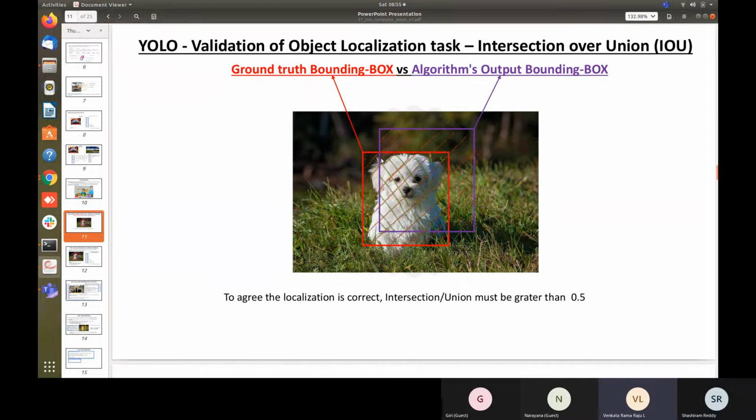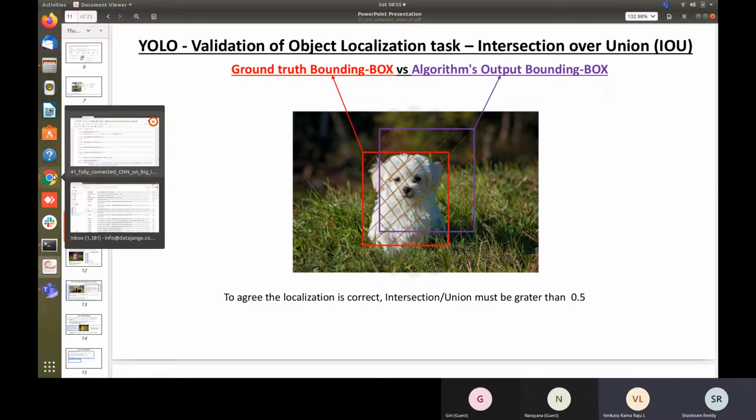To consider whether that bounding box is correct or not, you do non-max suppression. There may be many places where 5 or a dog would have been found, but you will not consider all those boundaries. Only those boundaries which are greater than 0.5 or 0.6 you will consider. Out of those you take the maximum one and then draw a bounding box. Got it?